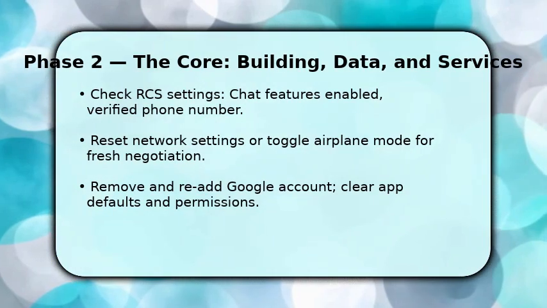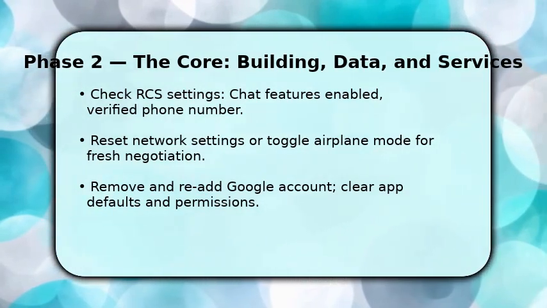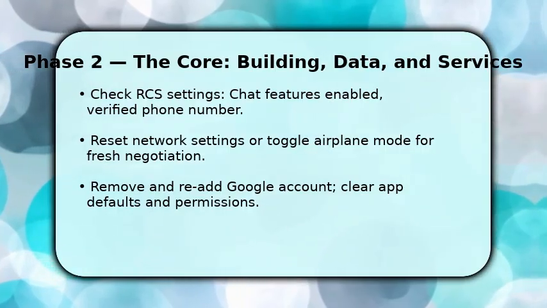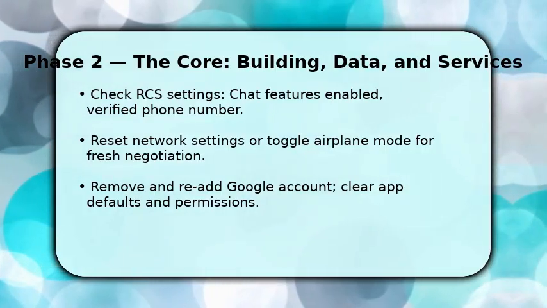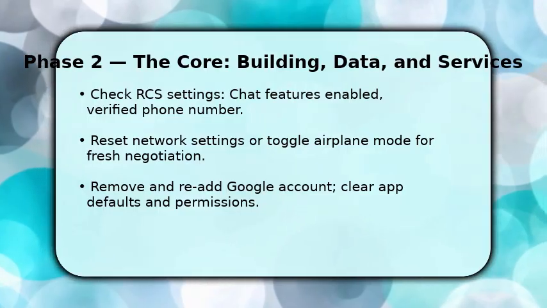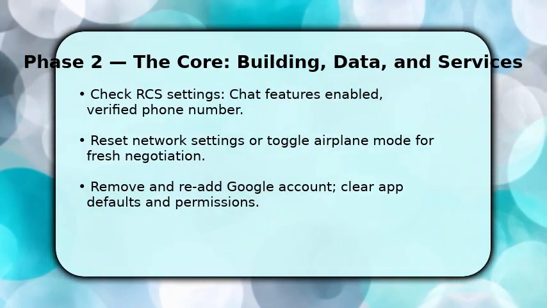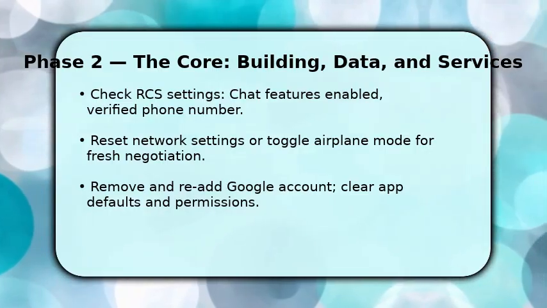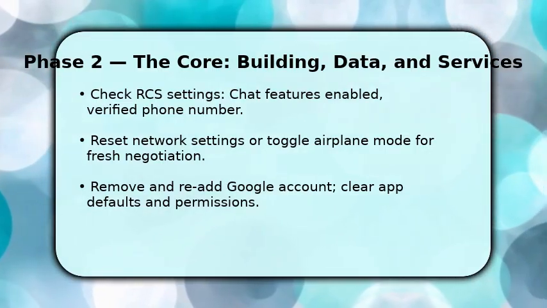Open Messages settings, verify chat features are enabled, and your phone number is verified. This fixes modern rich messaging errors. If RCS looks fine, reset network settings, or briefly use airplane mode to force a fresh network negotiation. You should also review app permissions and clear app defaults.